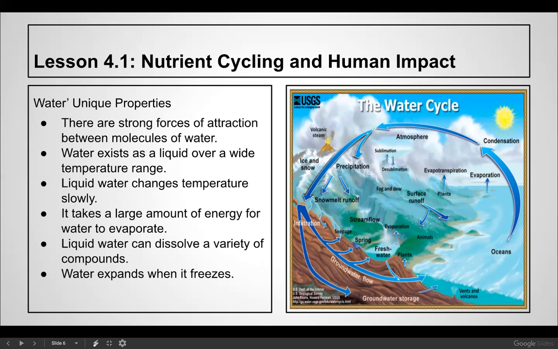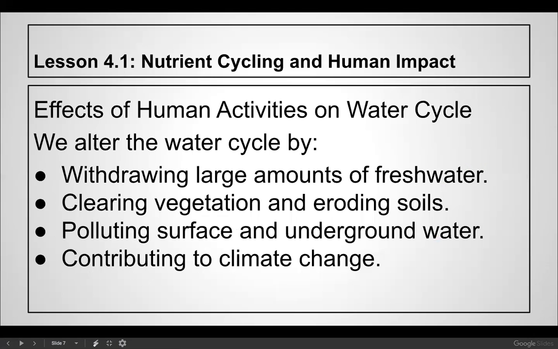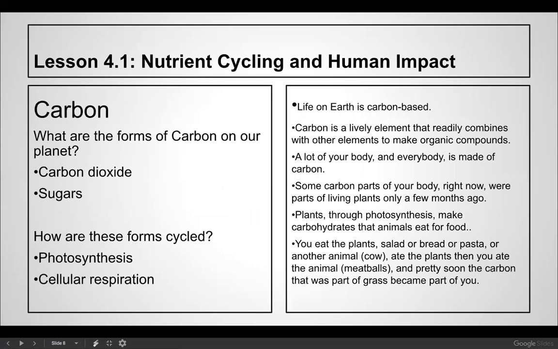Okay, so here you see the water cycle, pretty simple stuff. It goes up, it goes down, that type of thing. Effects of human activities on the water cycle. We alter the water cycle by withdrawing large amounts of fresh water, clearing vegetation and eroding soils, polluting surface and underground water, contributing to climate change.